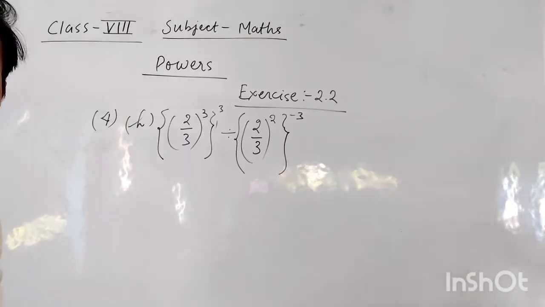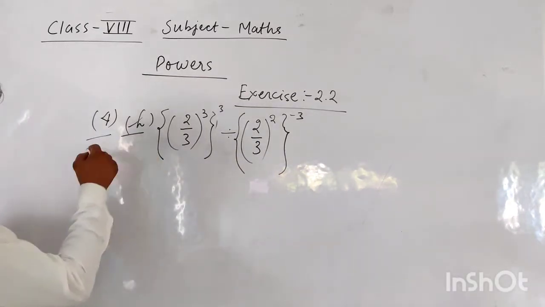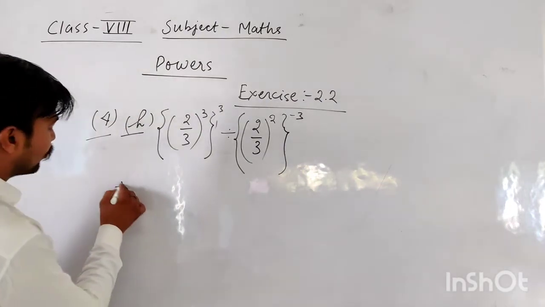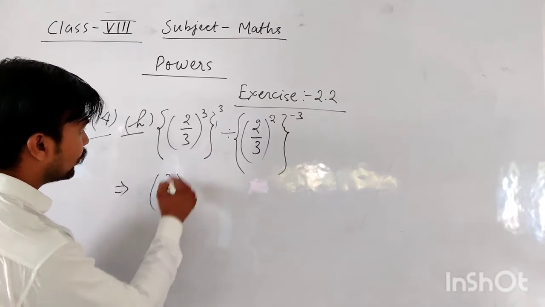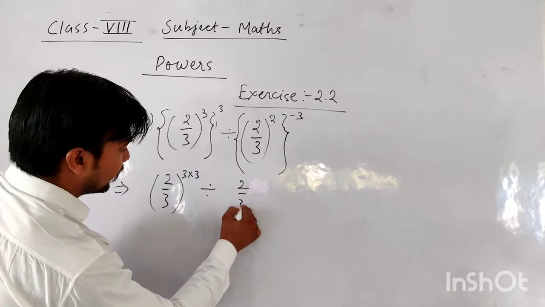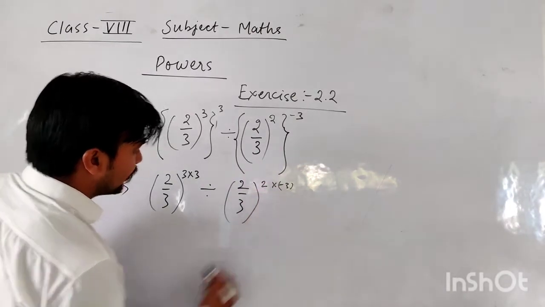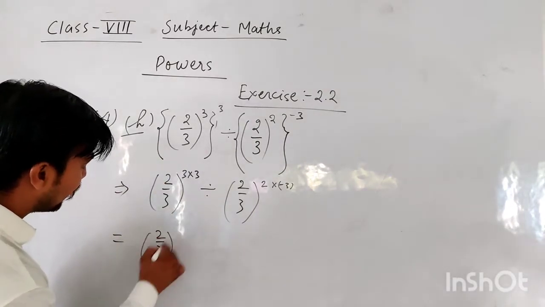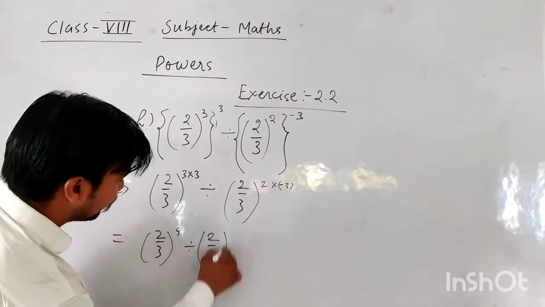Answer. Let us see question number 4 of the H part. We will solve this question: 2 by 3 is multiplied with 3 into 3, divided by 2 by 3 multiplied with 2 into minus 3. So this can be written as 2 by 3 the power 9 divided by 2 by 3 the power 3 into minus 6.